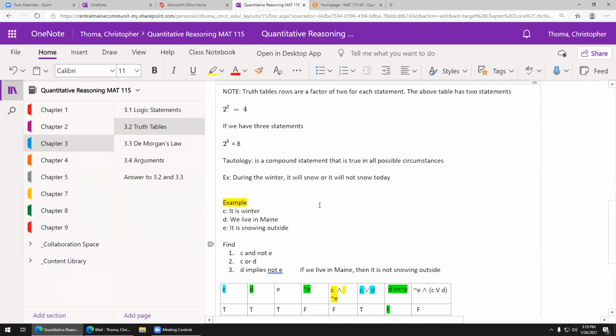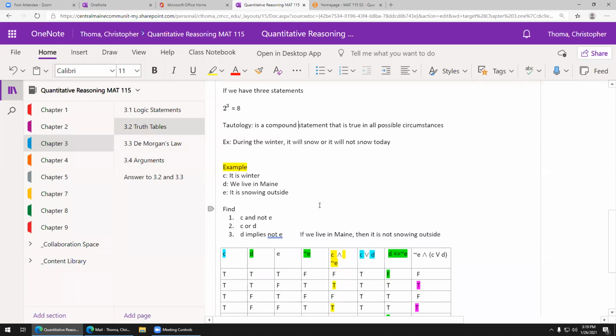Right? So here's an example of a 3-statement truth table. I call these statements C, D, and E, so 3 statements. It is winter, we live in Maine, and it is snowing outside. Remember, why is it snowing outside a statement?